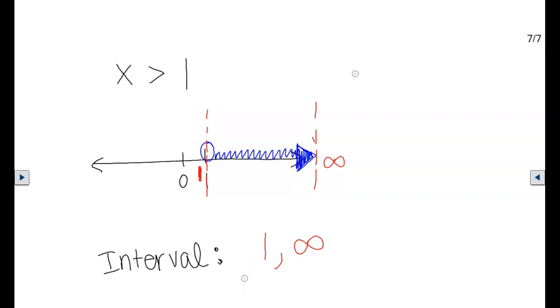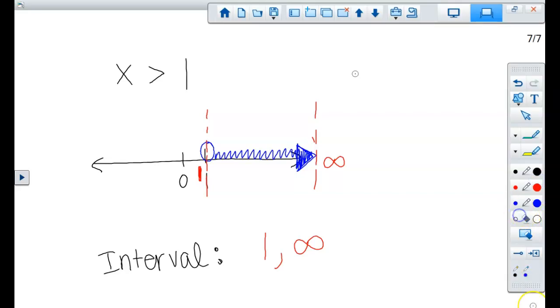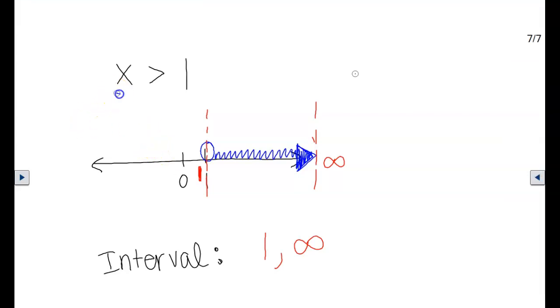Now, what we're going to do from here is use parentheses and/or brackets to show whether 1 is included in this set of numbers and whether infinity is included in this set of numbers. So here's the question. In this inequality up here, can x be equal to 1? Is 1 included as an x value? And the answer is no. There's this open circle here that says 1 is not included. X cannot actually be equal to 1. So for that reason, I've got this open circle here. With the 1, I'm going to put parentheses because x can't be equal to 1.